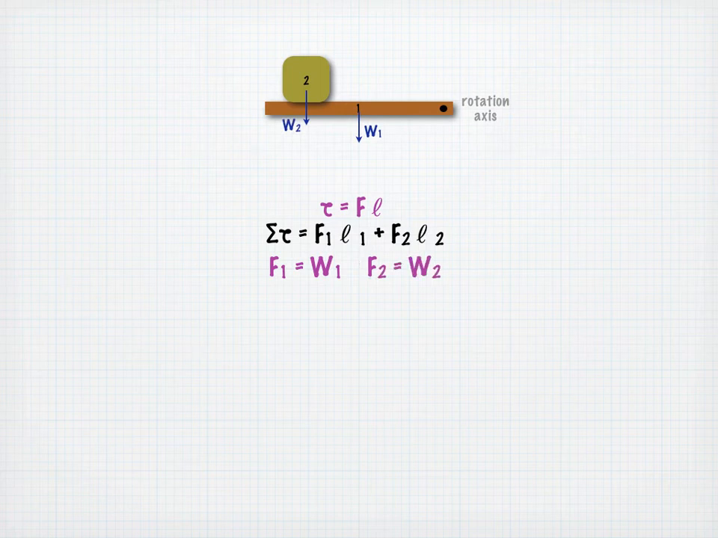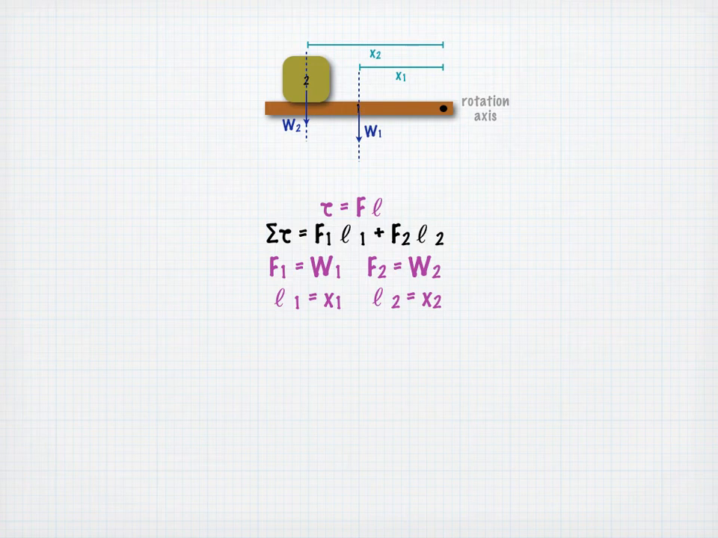Since the board and the block are each symmetric shapes, their individual centers of gravity are at their respective centers. This is where the force of weight is considered to act. The lever arm for each weight, then, is the distance from the rotation axis to each object center. We'll call these x1 and x2. Substituting in these for our force and lever arm terms, we get this expression for the sum of the torques.